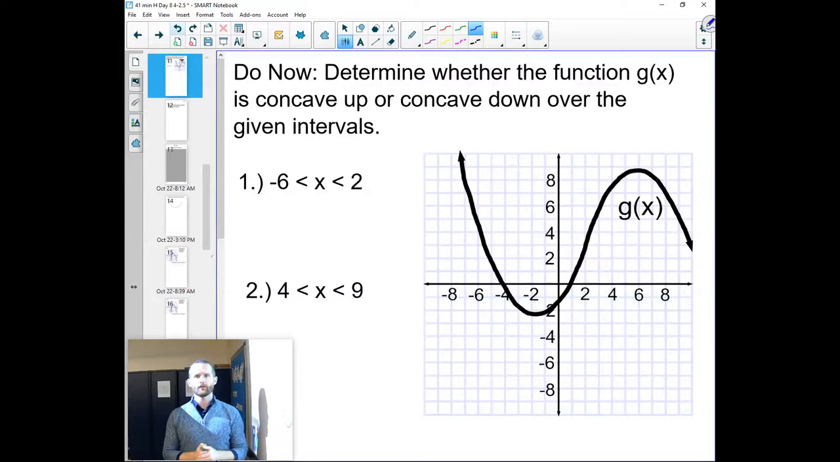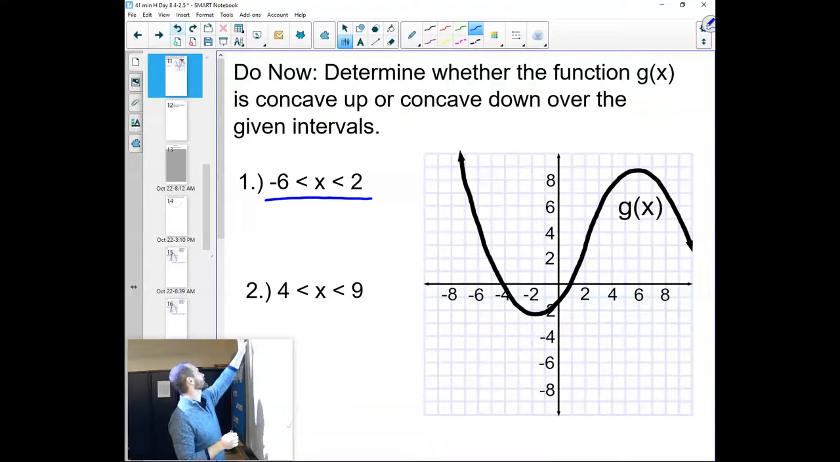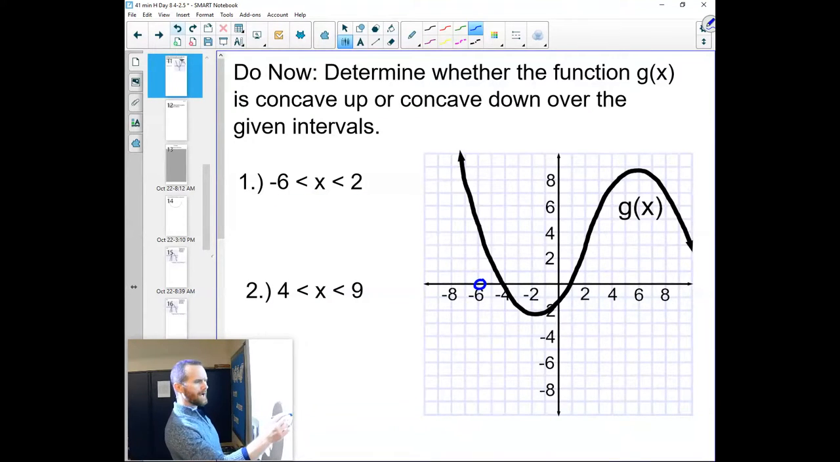It says determine whether the function g of x is concave up or concave down over the given intervals. We remember concave up is a U going up, concave down is a U going down. So let's take a look here. Number one says over the interval when x is in between -6 and 2. So let's look at our x values going from -6 to +2. So we don't have to look at the whole function. We just care about what's happening in this function between those two values.